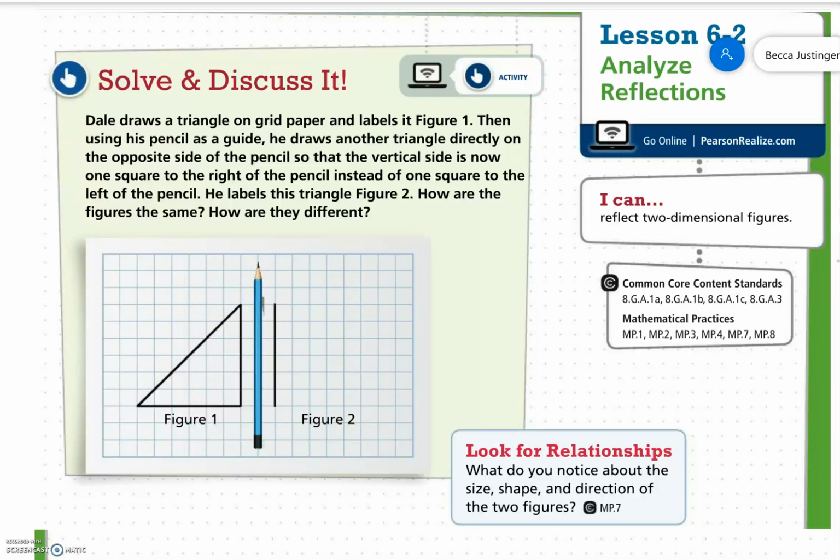Hi, 8th grade. Welcome to lesson 6-2, Analyze Reflections. By the end of the lesson, I want you to be able to say, I can reflect two-dimensional figures. Let's solve and discuss it.